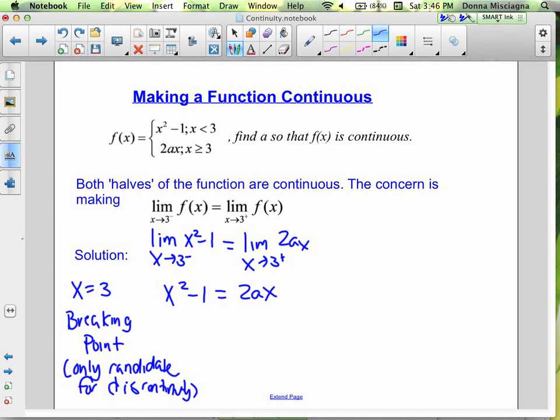All right, so we're going to plug in 3 everywhere we see an x. 3 squared minus 1 equals 2a times 3. Let's simplify that. All right, so that would be 9 minus 1. That's 8. And this is 6a. Divide both sides by 6. All right, and we should reduce that.